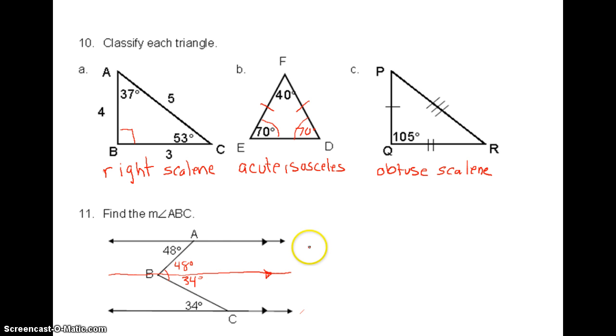So to find the measure of angle ABC, we just add them together. 48 plus 34 is 82. So the measure of angle ABC is 82 degrees.